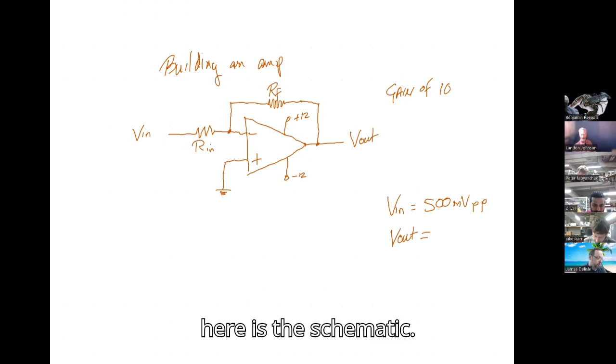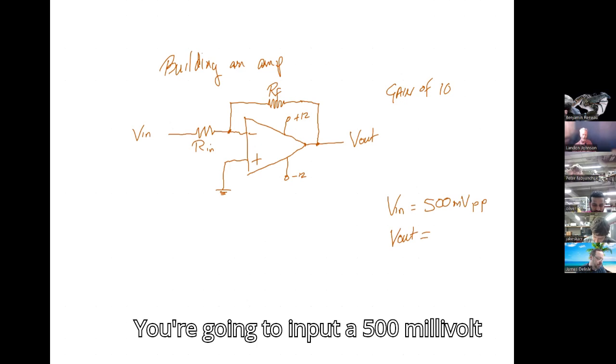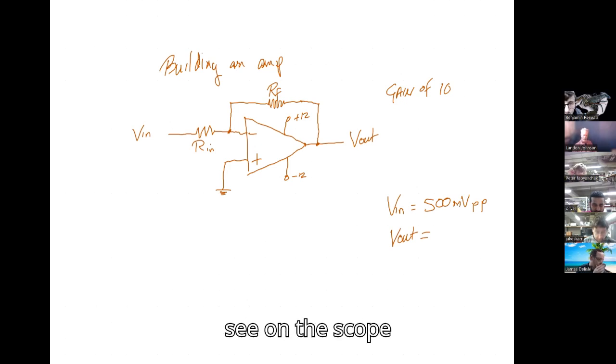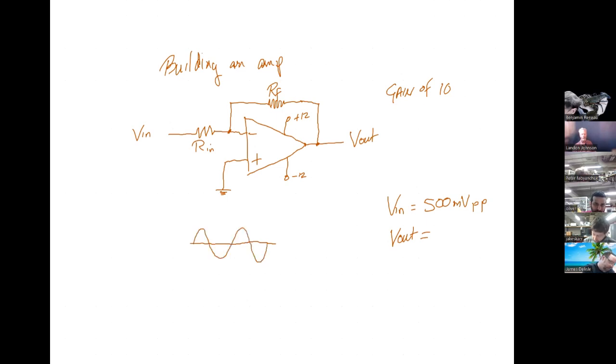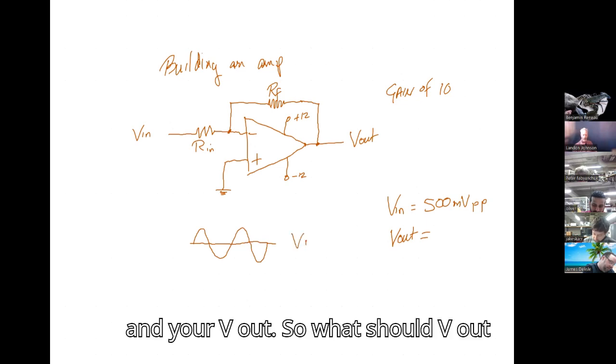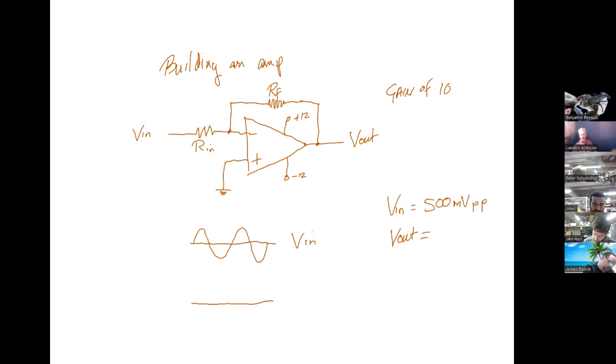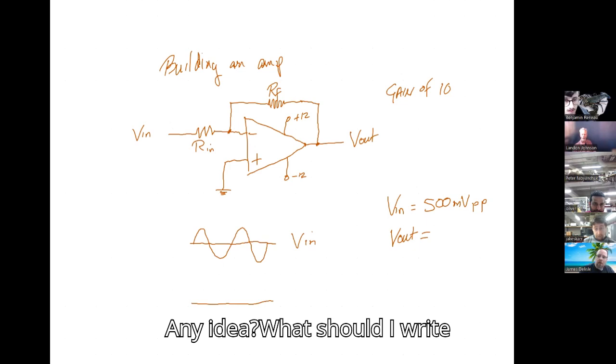Here is the schematic. You're going to input a 500 millivolt peak to peak. And what I would like to see on the scope is your VN and your V out. So, what should V out look like? Any idea? What should I write here?